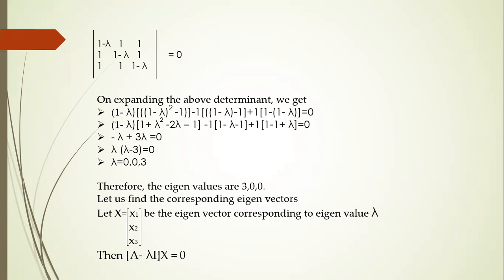By solving this, we get the equation minus lambda cubed plus 3 lambda squared equals 0, that is, lambda squared into lambda minus 3 equals 0. By solving this equation, we get the lambda values as 0, 0, 3. Therefore, the eigenvalues are 3, 0, 0. Let us find the corresponding eigenvectors. Let x = [x1, x2, x3] be the eigenvector corresponding to eigenvalue lambda. Then (A minus lambda I) x = 0.